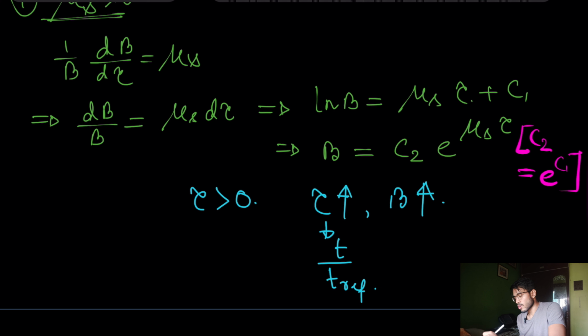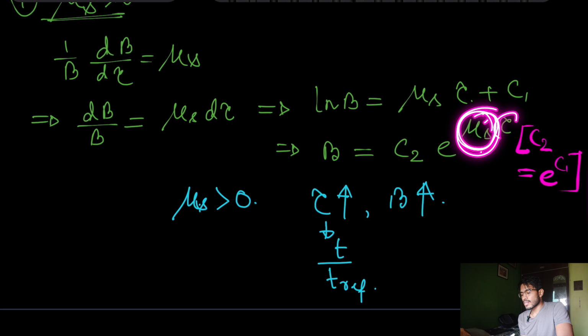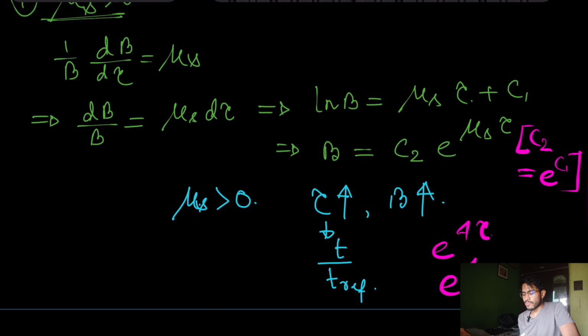Sorry, not tau, what I am writing, if my mu s is greater than 0. That is, I am talking about this fact that if this number is positive, then if I increase this tau, so let us say that I have some e to the power 4 tau. Okay, so you can see that e to the power 4 into 1 is less than e to the power 4 into 2.